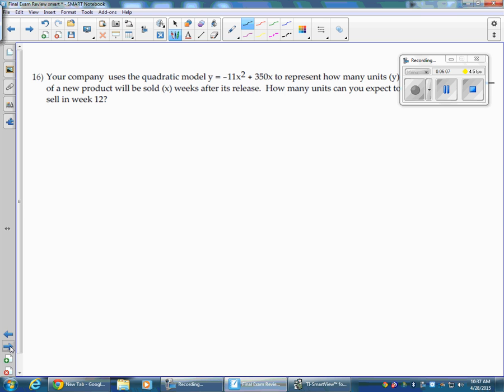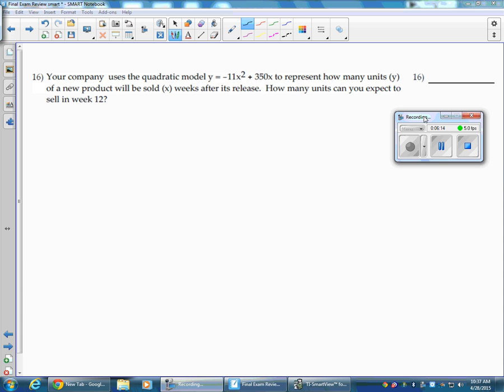Number 16, your company uses the quadratic model negative 11x squared plus 350x to represent how many units of a new product will be sold x weeks after its release. How many units can you expect to sell in week 12? So x is the weeks, so all you're doing is plugging in 12 where you had an x and figuring out your answer. Negative 11 times 12 squared.